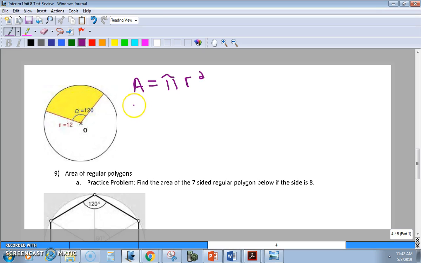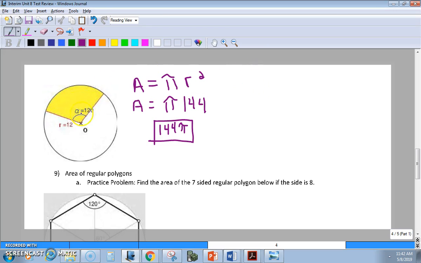So the area of the whole circle is pi times, if my radius is 12, pi times 144. Okay, so we would actually write that as 144 pi with the number first. And remember, pi is not a variable, pi is a number, but because it's irrational, we just write pi because you can't write an infinite amount of digits. So that's the area of the whole circle.